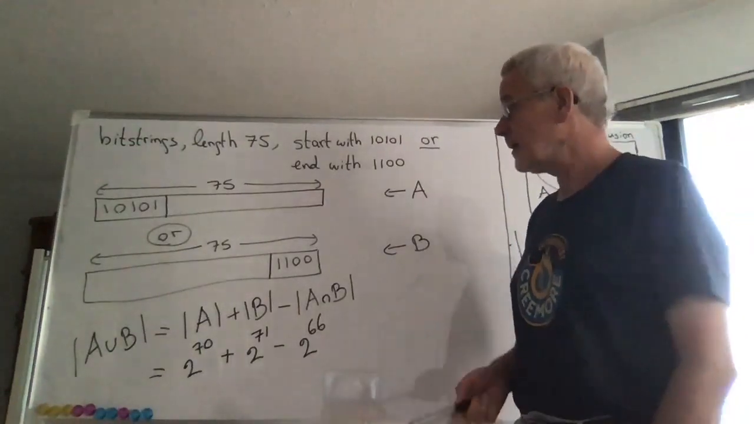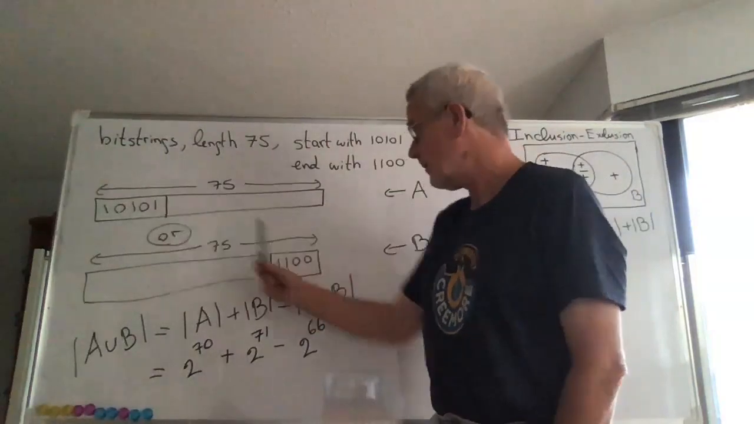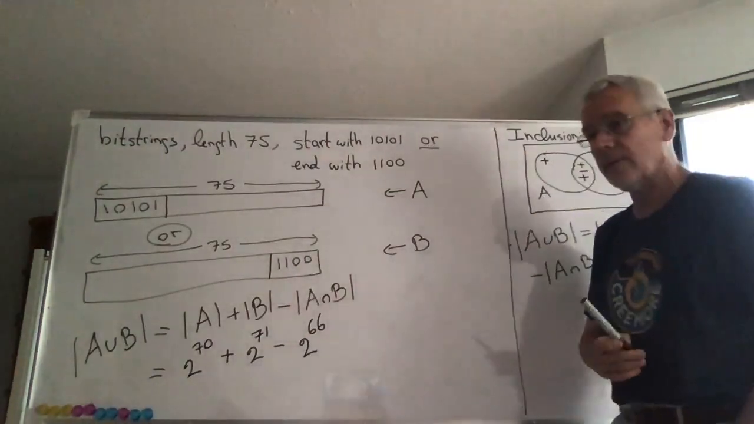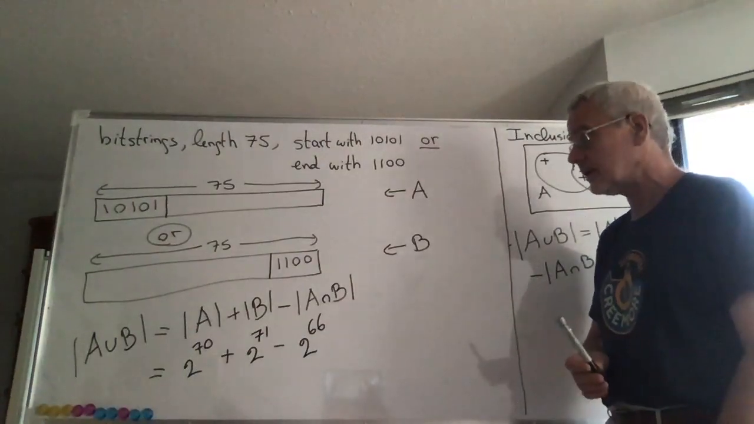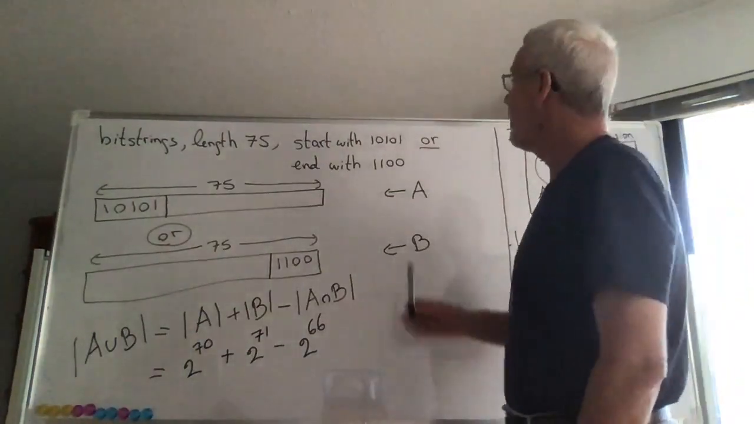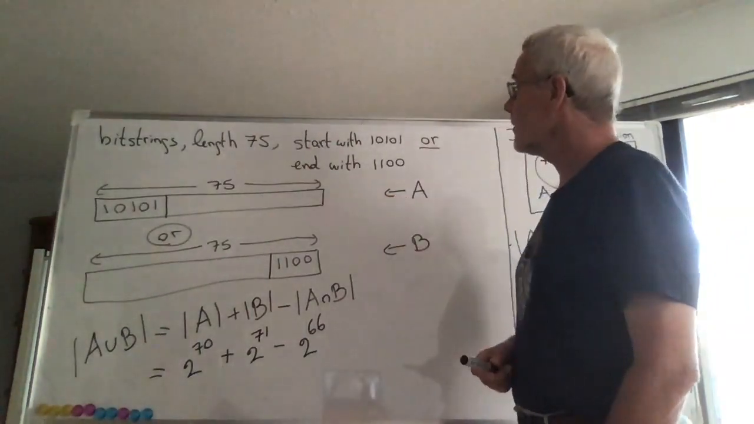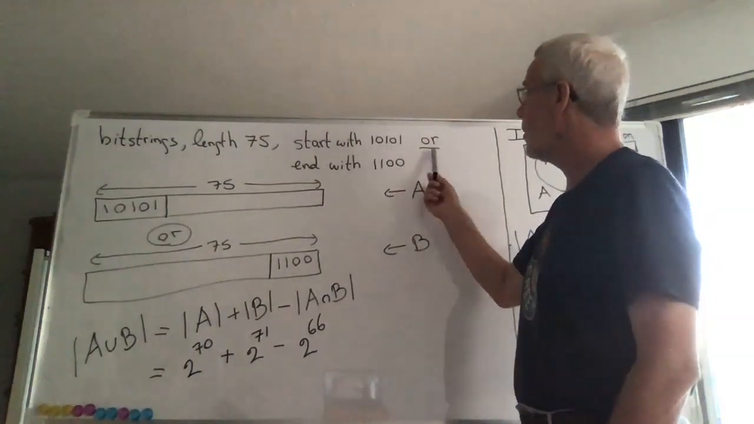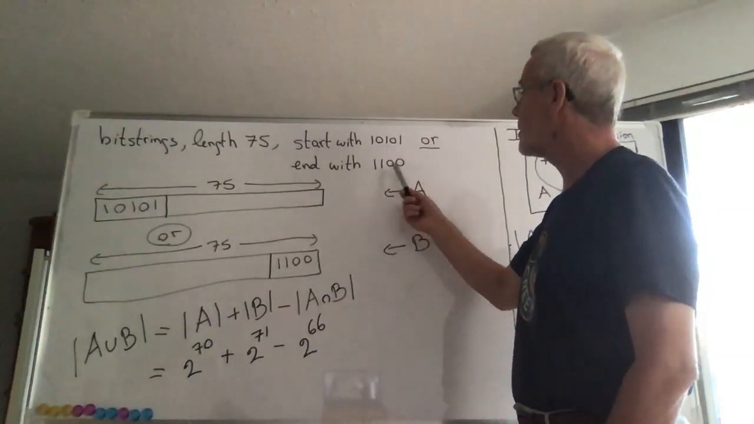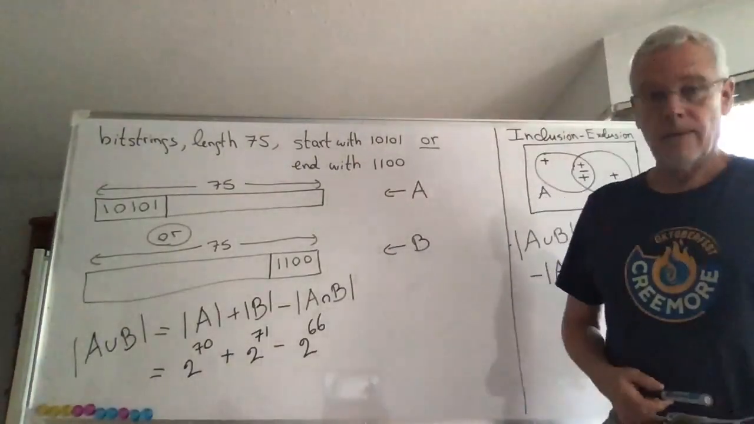And again, the reason is because we have fixed the first 5 bits and the last 4 bits. So overall, we have fixed 9 bits, so we have to choose 66 bits. So the number of bit strings of length 75 that start with 10101 or end with 1100 is equal to this number here.